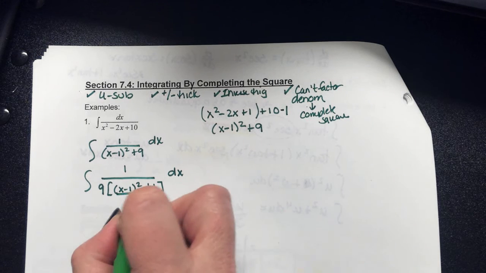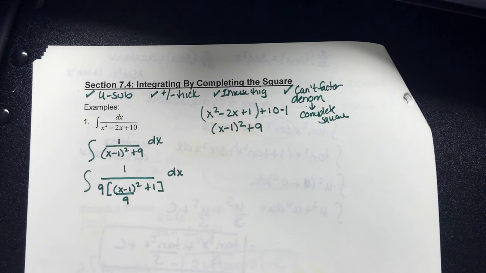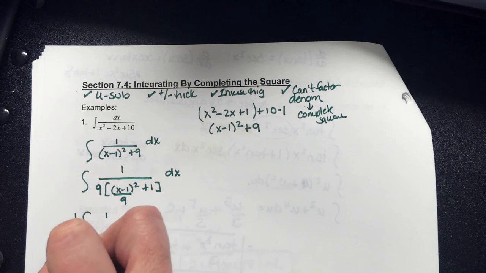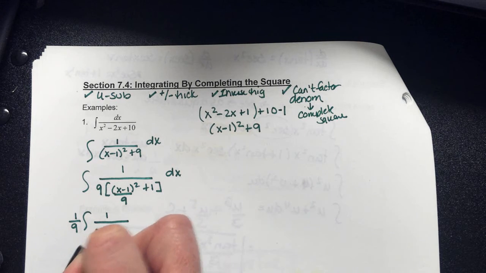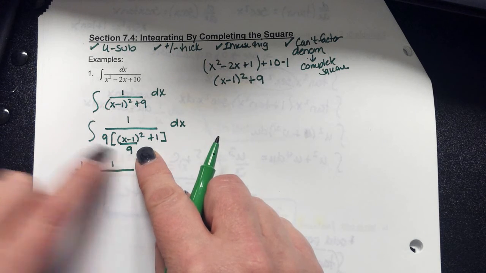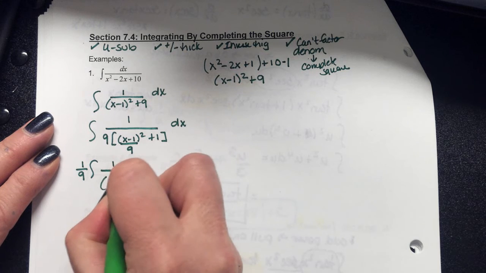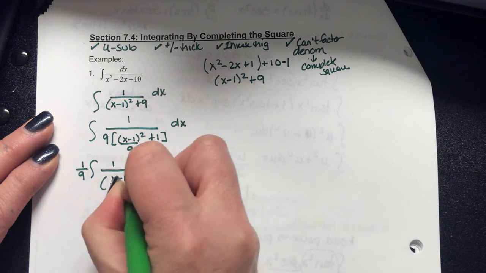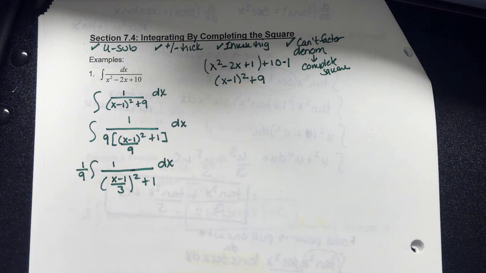Oh, I forgot to divide this by 9. Excuse me. So now what constant can I pull out of this integral? I can pull out a what? 1/9. So I have my integral of 1/9 divided by 1 over. Again, remember, to do inverse trig, I have to take this fraction and raise it to the second power. So I'll rewrite it as x minus 1 over 3 to the second power plus 1 dx. So any questions on how I rewrote that particular denominator?